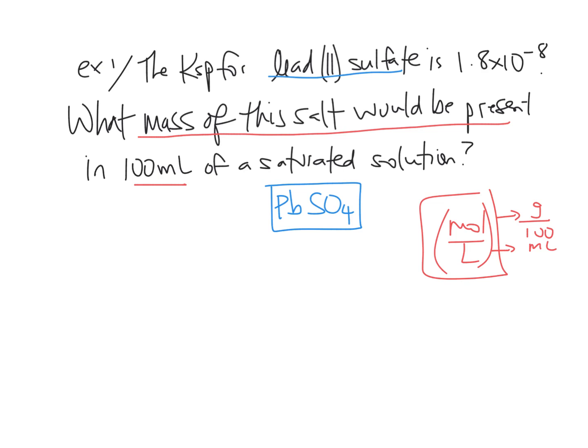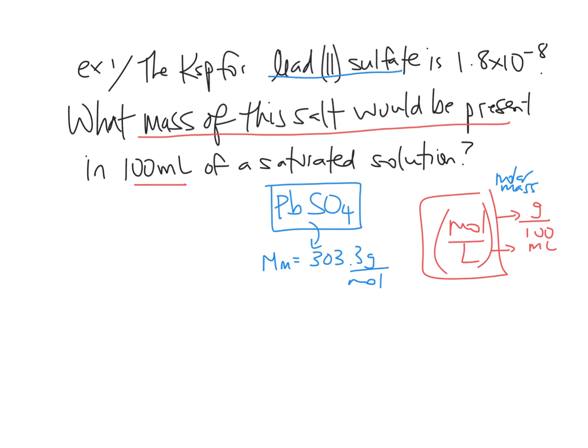Why does that matter? Well, we're going to need the molar mass to do that conversion from moles to grams, so we have to find the molar mass for lead(II) sulfate. If you do the math on that, the molar mass is 303.3 grams per mole. Lead's very heavy, so it's a pretty big molar mass.